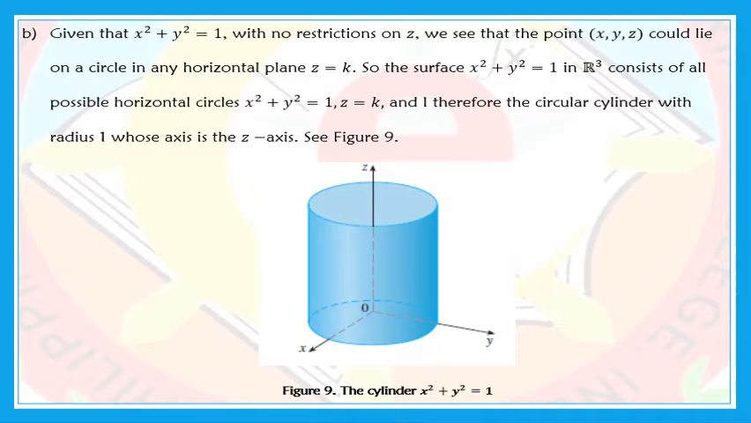So, kung walang restriction ng z-class, pag i-construct na natin yung when z is equal to k, possible na yung x squared plus y squared equals to 1 in R cube consists of all possible horizontal circles. So, let's say ito, may nabuo tayong mga horizontal circles dito. Center niya is the z-axis. Let's say z is equal to k. Let's say z is equal to 1. Pwedeng dito tayo mag-construct ng circle na ang radius niya is equal to 1. So, ang mabubuo natin is a cylinder.